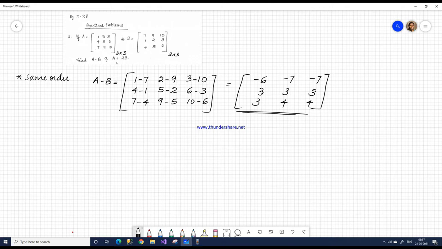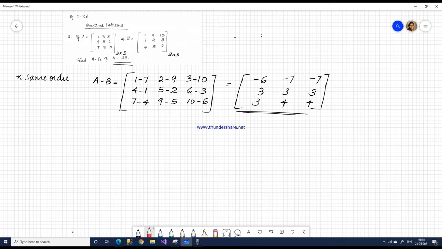Now in this question it asks you to find A plus 2B. So in order to find 2B, you have to multiply 2 with all the elements of matrix B. So 2B means you are multiplying the matrix with a scalar, that is 2. So 2 should be multiplied with all the elements of the matrix B. So let's find 2B, 2 times B.